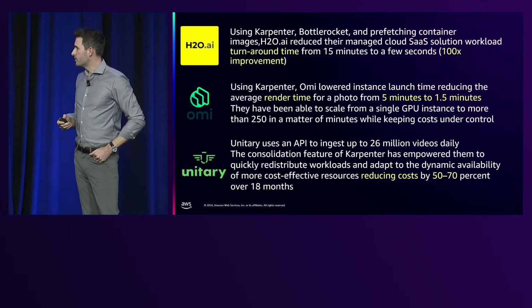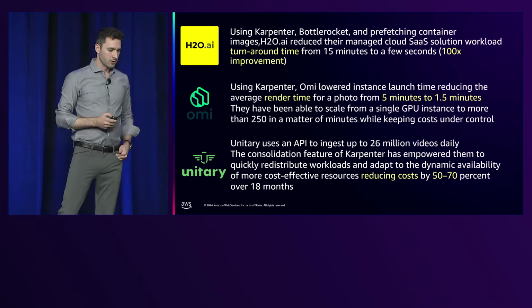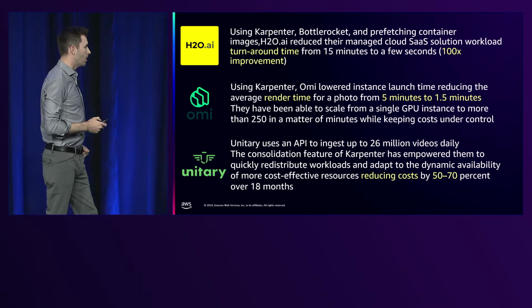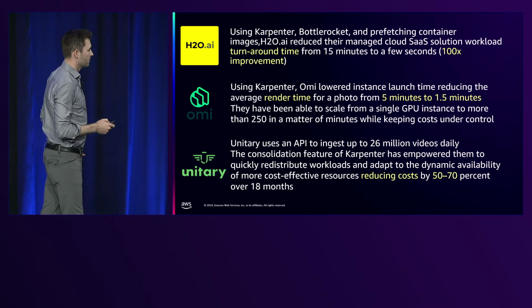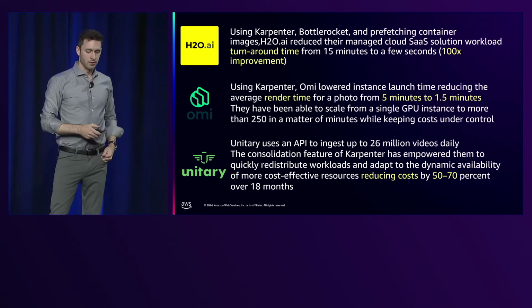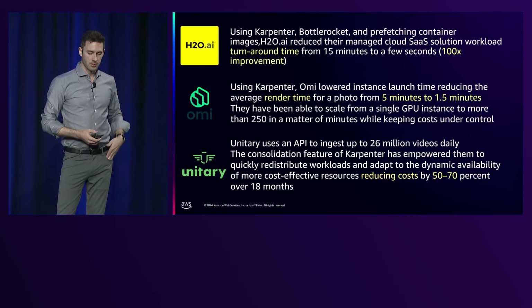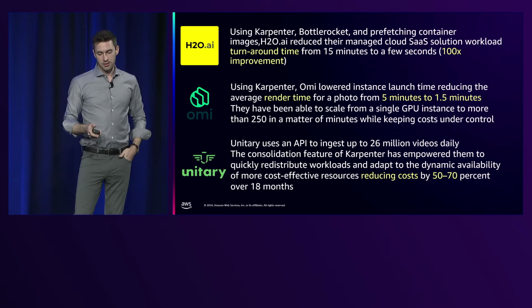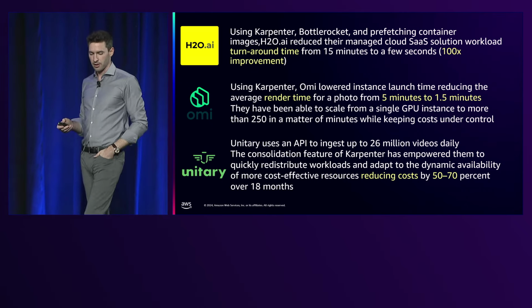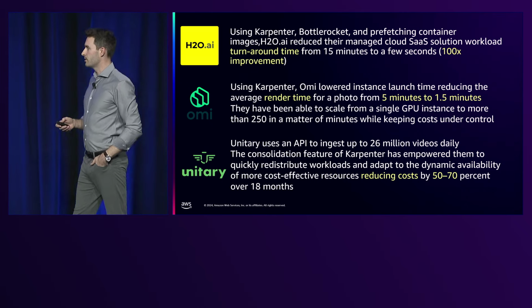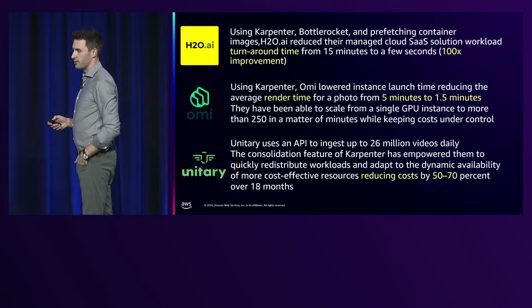And then finally, just a few more customer stories, H2O, OMI, Unitary. All of these customers, I believe, have either case studies or blogs you can go read about. They've all moved to Karpenter to do their inferencing workloads. I think H2O is an interesting one. They're using Bottlerocket to prefetch container images. We have a nice blog out there that shows you how to do that.